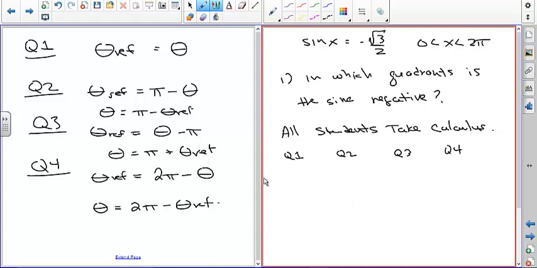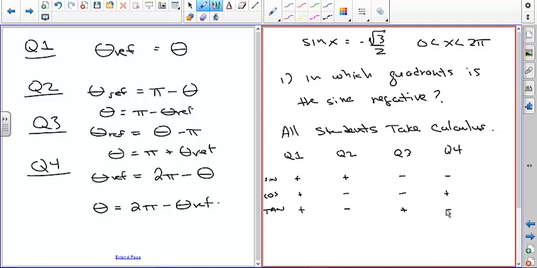So, and then you've got sine, cosine, tangent. So in the first quadrant, the sine's positive, the cosine's positive, the tangent's positive. In the second quadrant, the sine is positive, the cosine is negative, and the tangent is negative. In the third quadrant, the sine is negative, the cosine is negative, and the tangent is positive. And in the fourth quadrant, the sine is negative, the cosine is positive, and the tangent is negative.